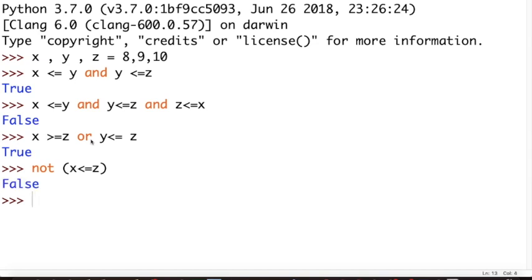Now this becomes false. Why is this evaluated as false? Because x less than equal to z, which is 8 less than equal to 10, is evaluated to be true. But when not is acting over this true value, it is negating it, so that the composite effect becomes false. Hence the outcome is false.